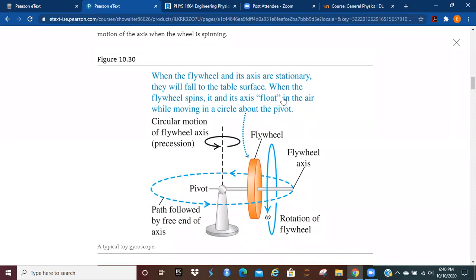That shouldn't surprise anybody. When the flywheel spins, it and its axis float in the air while moving in a circle around the pivot. So you've got circular motion of the flywheel around the axis. That's its precession. You've got the flywheel, you've got the axis, and you've got the rotation of it. And this is going to be the path followed by the free end of the axis.